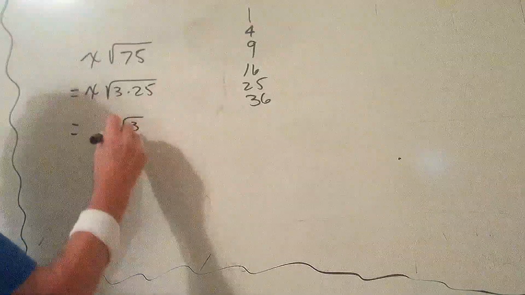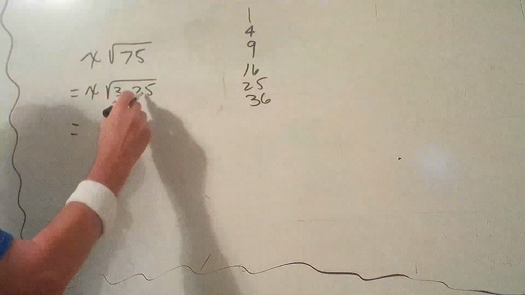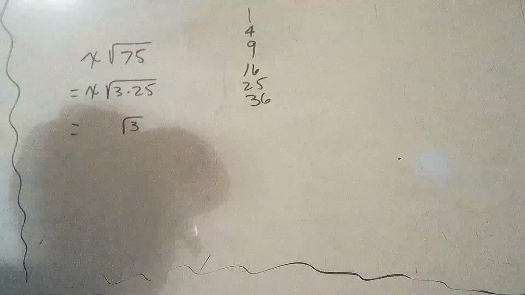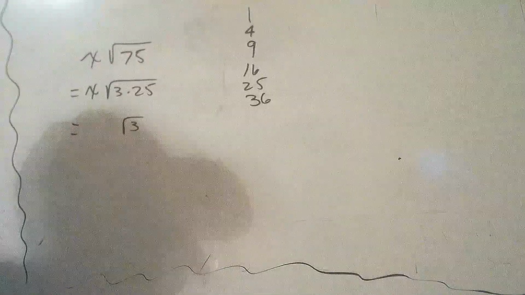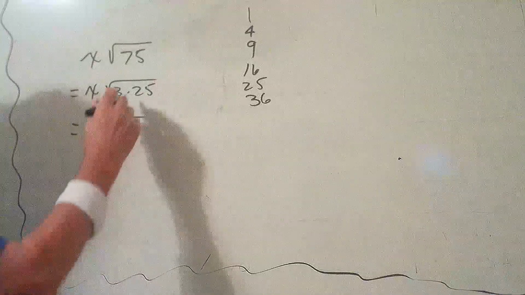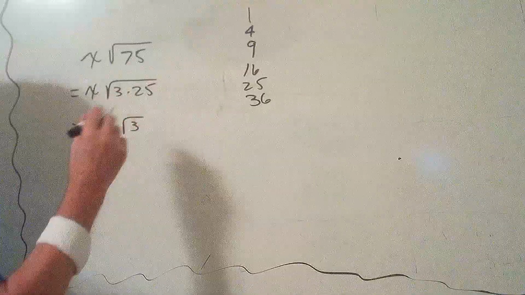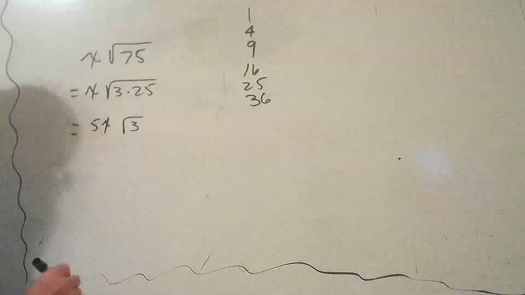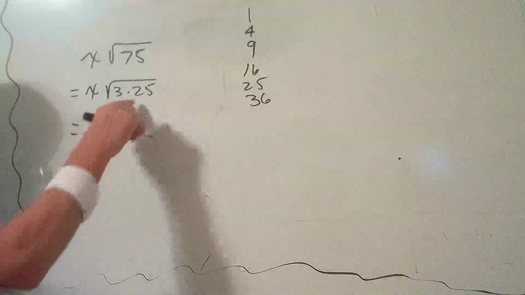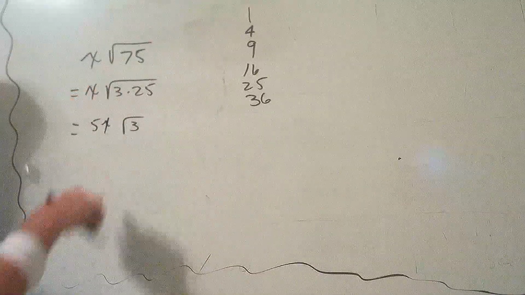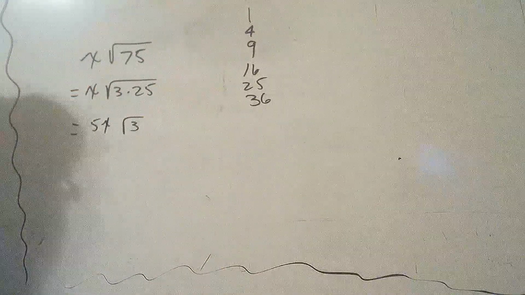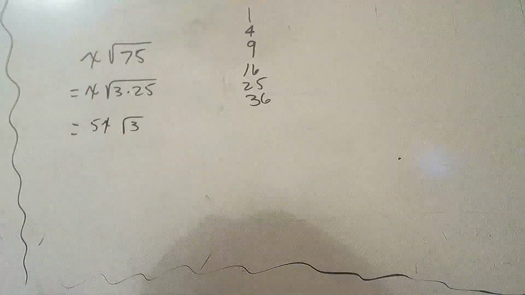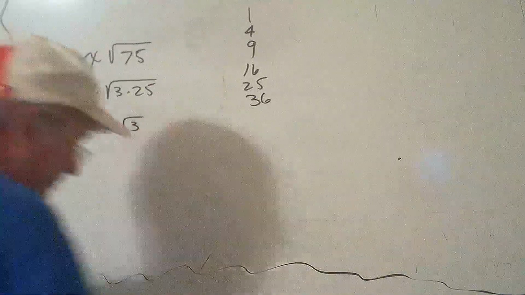Square root of 3, nothing we can do about that. But the square root of 25 is what? 5. Yeah, 5, actually plus or minus 5. But 5 times x times the square root of 3. Okay, the 5 comes out, because the square root of 25 is 5. 5x times the square root of 3. Right?